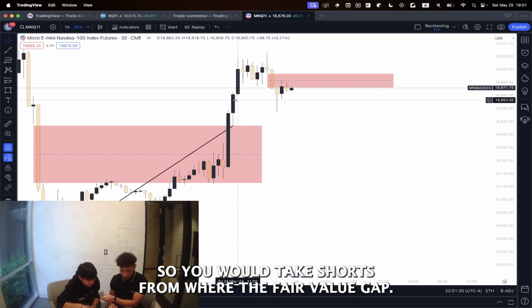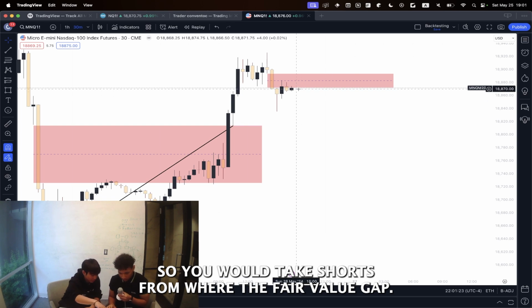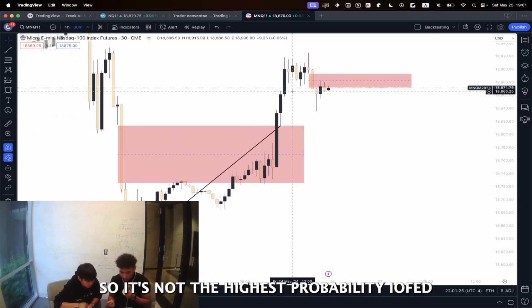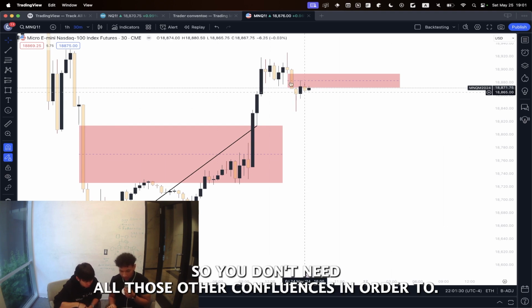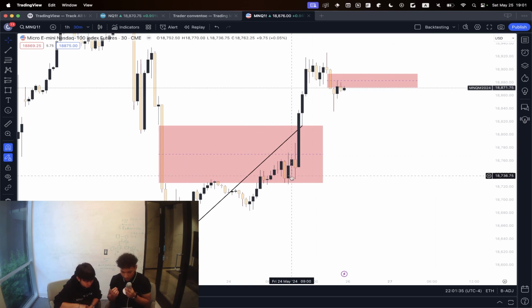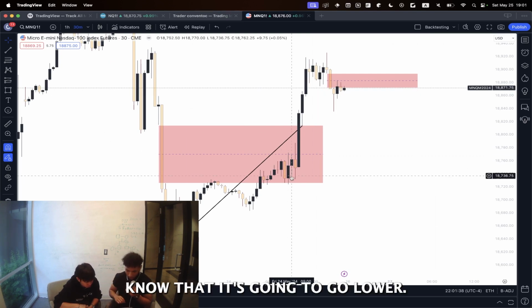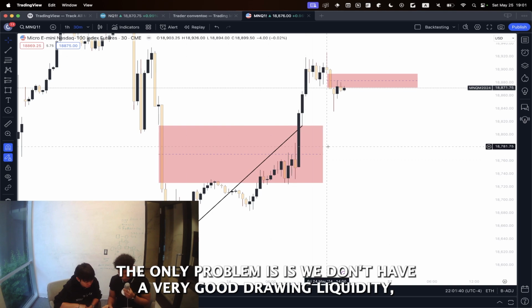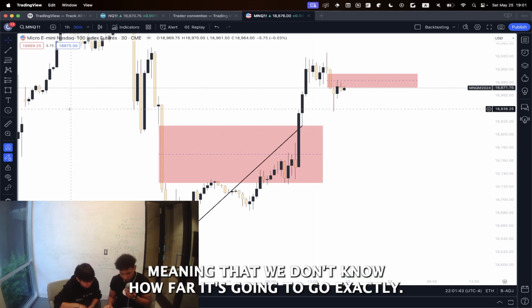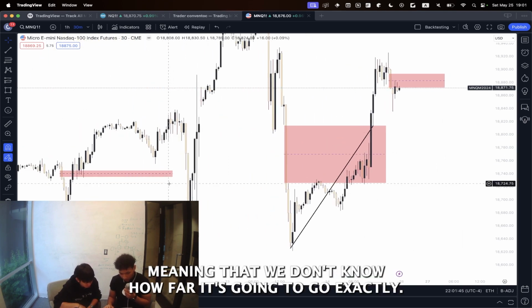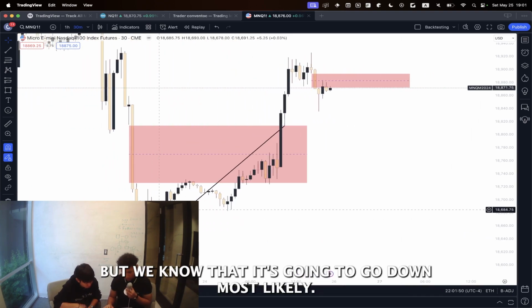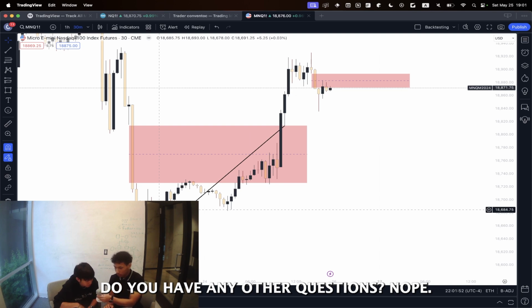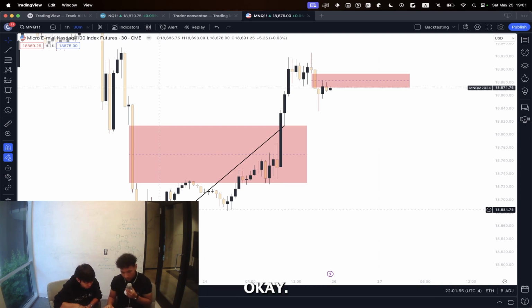So you would take shorts from where the fair value gap was. Yeah. So it's not the highest probability IOFED, but IOFEDs in themselves are high probability. So you don't need all those other confluences in order to know that it's going to go lower. The only problem is we don't have a very good draw on liquidity, meaning that we don't know how far it's going to go exactly, but we know that it's going to go down, most likely. Do you have any other questions? Nope.